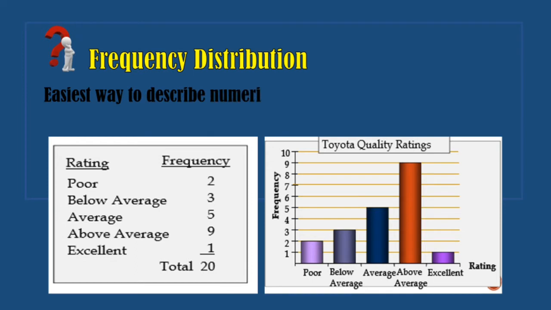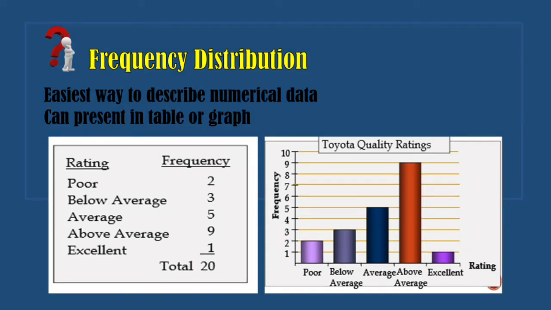Frequency distribution is the easiest way to describe numerical data, and usually this can be presented in tables or a graph. As you can see on the slides, you have there an example of frequency distribution being presented in a table as well as in a graph.